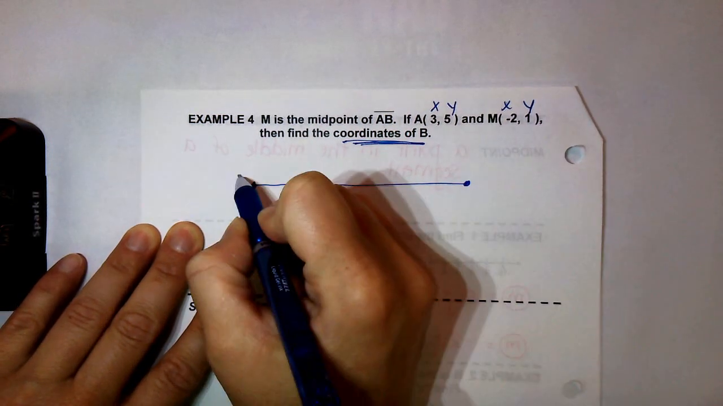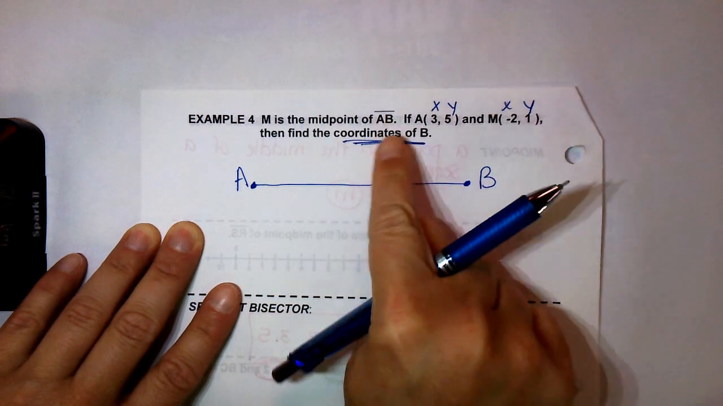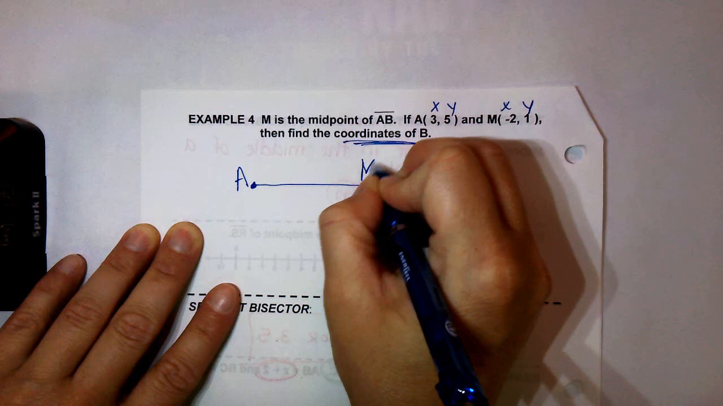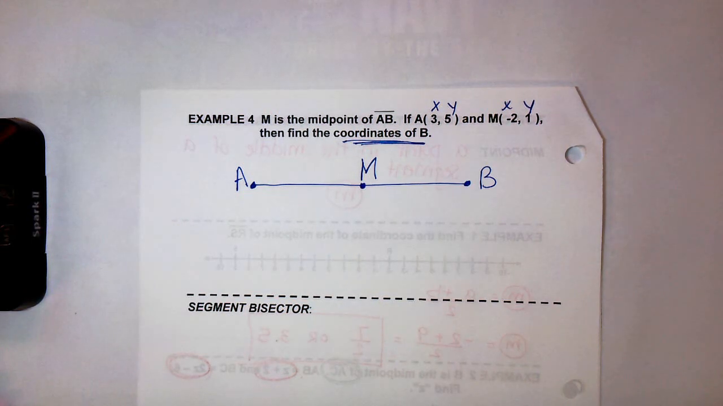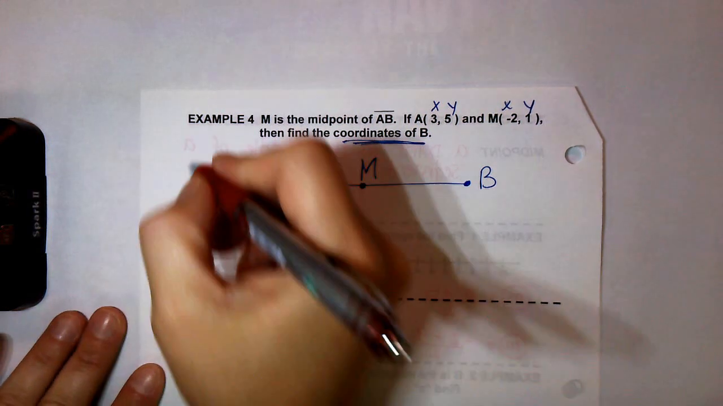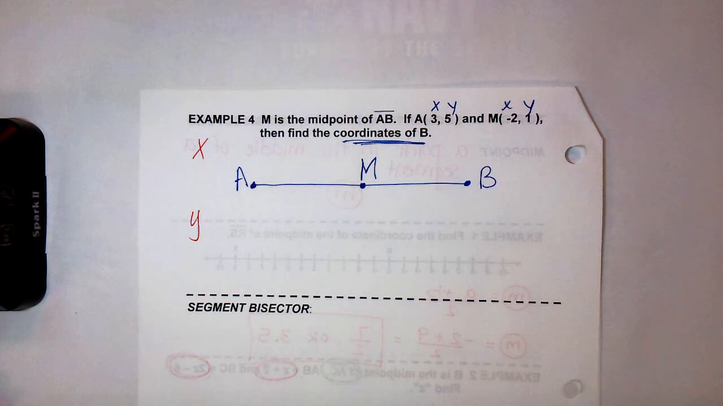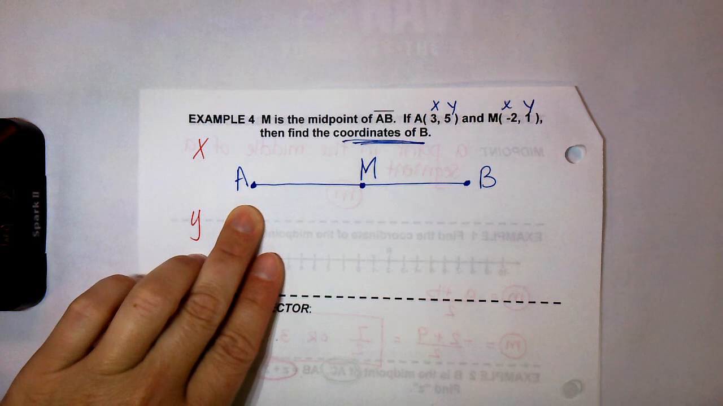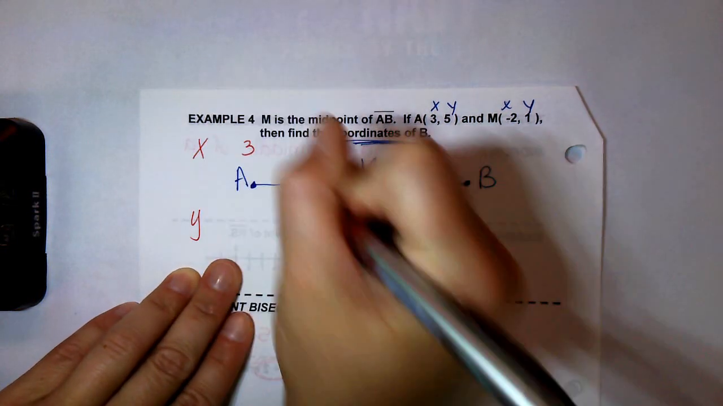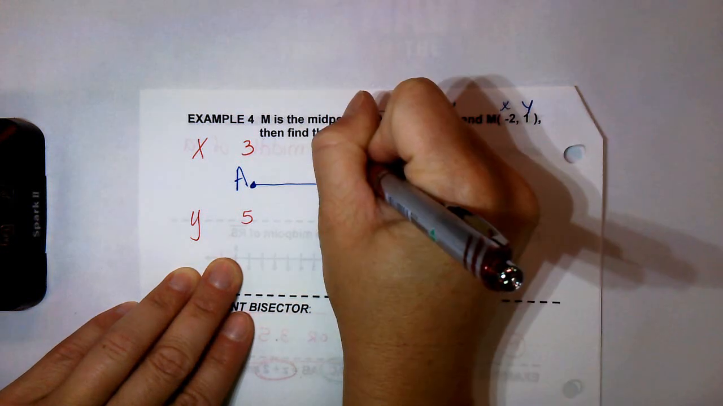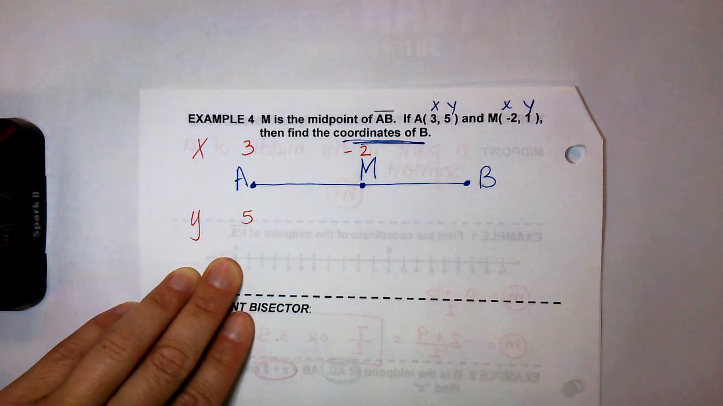So you have A to B, because that's what they tell me is segment AB, and M is the midpoint, and then label what they give you. They gave me an X and a Y, so I know I have to split those. X is on top, Y is on bottom. And then you do your number line. So A, my X is 3, and my Y is 5. And then M is a -2 and a 1.